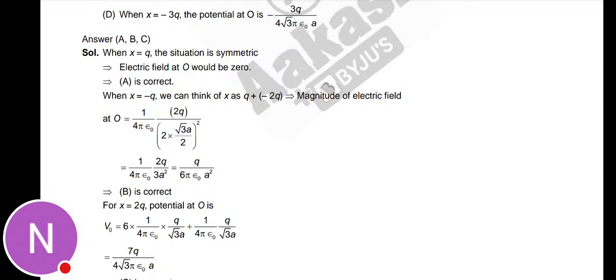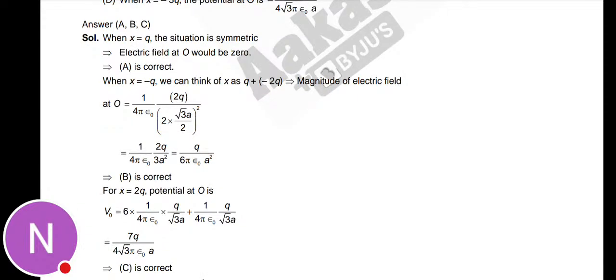So when x is equal to q, the situation is symmetric. So the electric field at O would be 0. So therefore A is correct.